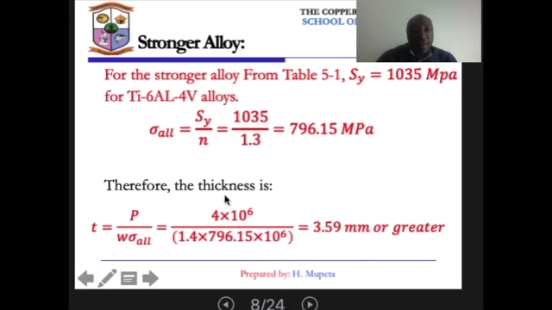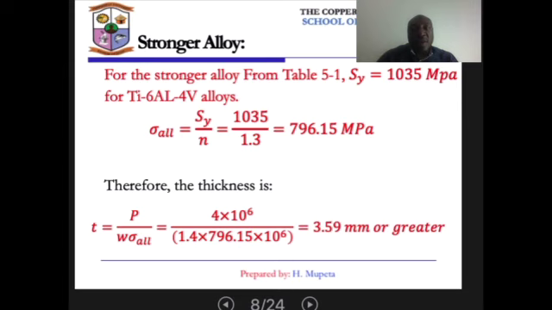We have the force that is subjected to that material, and we have the width of that plate, and we have the stress that we have calculated from above, and this gives us 3.59 millimeters or greater. So now we have found the thickness for the weaker alloy and the stronger alloy, using the same procedure for the stronger alloy as we did for the weak alloy.